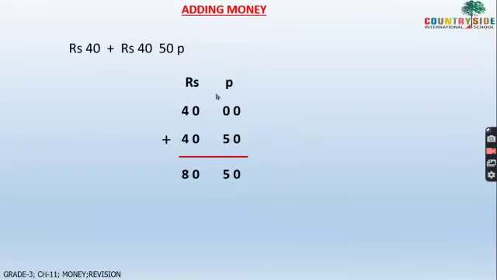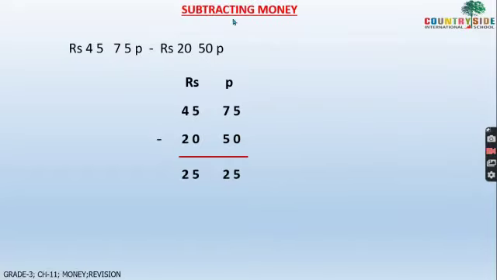Okay. So children, rupee 40 plus rupee 40 50 paise. Okay. Now you have to add this. So 0 plus 0 is equal to 0. Then 0 plus 5 is equal to 5. Then 0 plus 0 is again 0 and 4 plus 4 is equal to 8. So your answer is rupee 80 50 paise. Understood children?